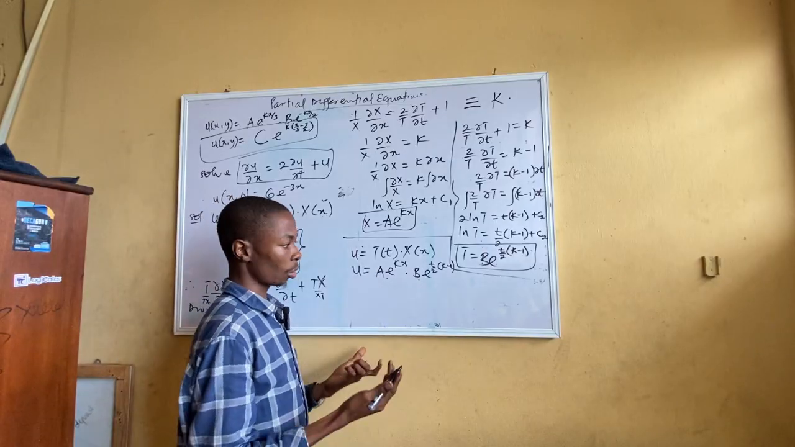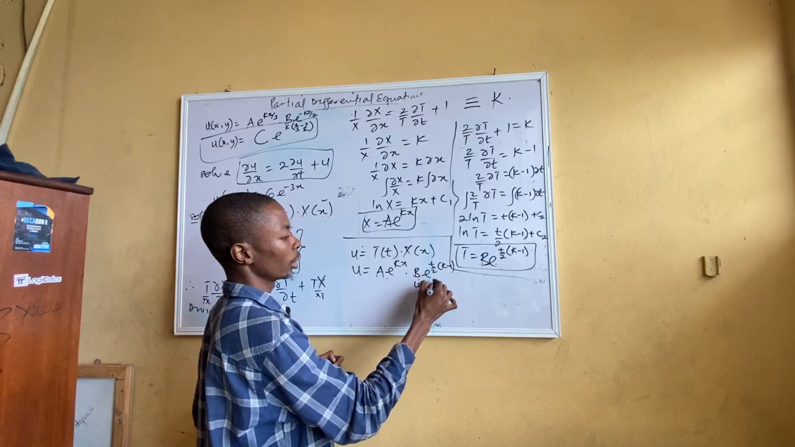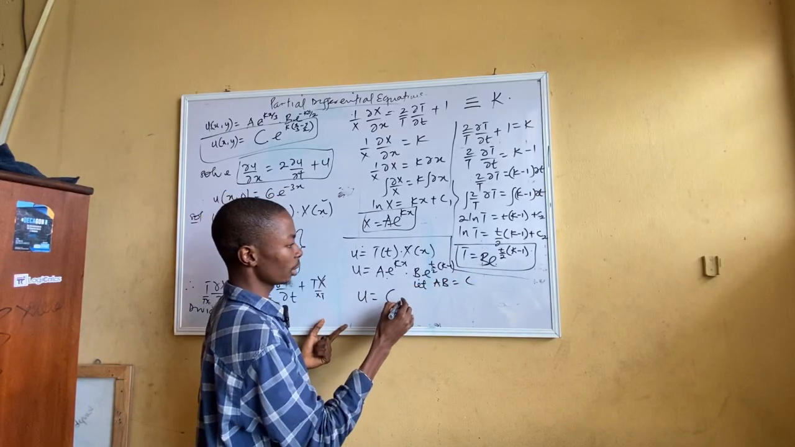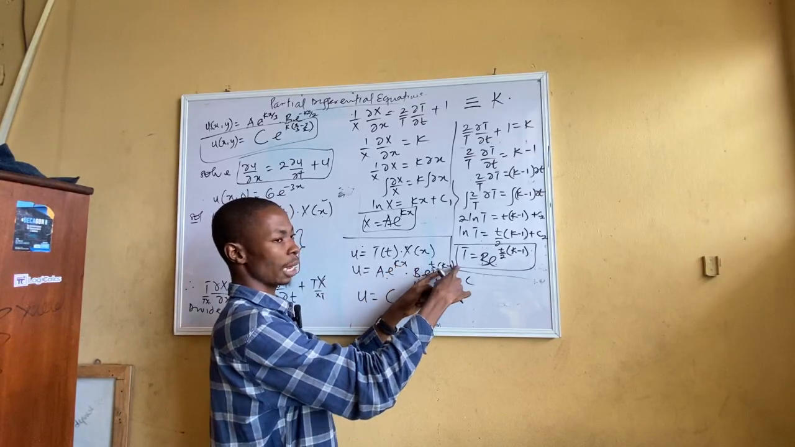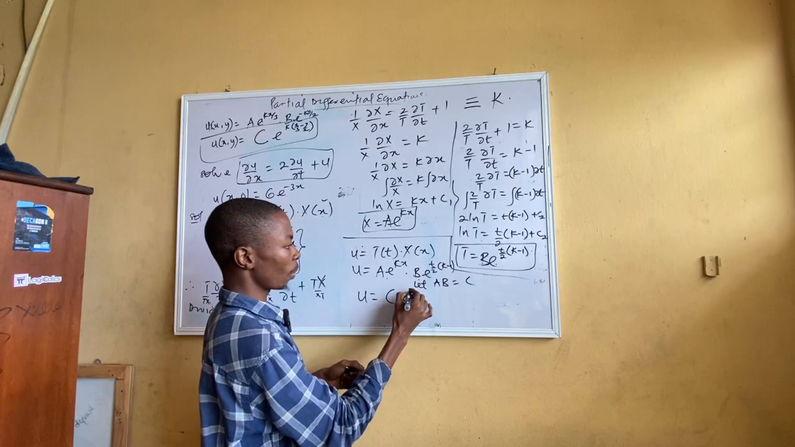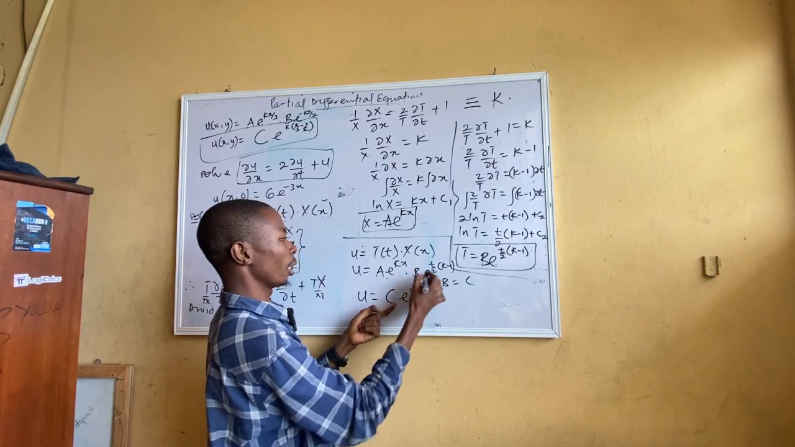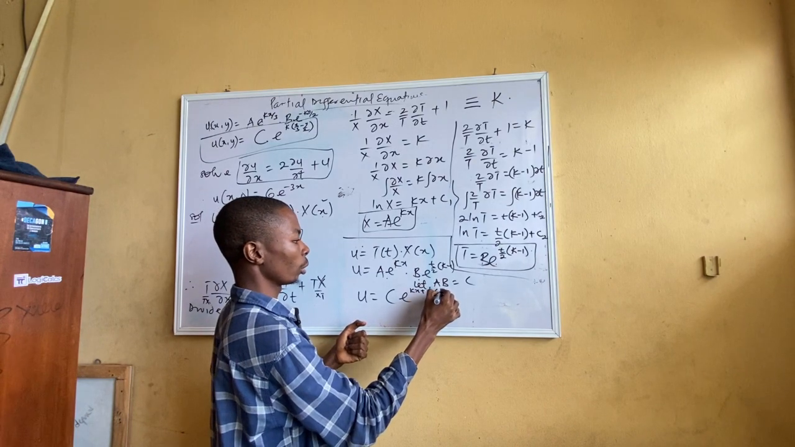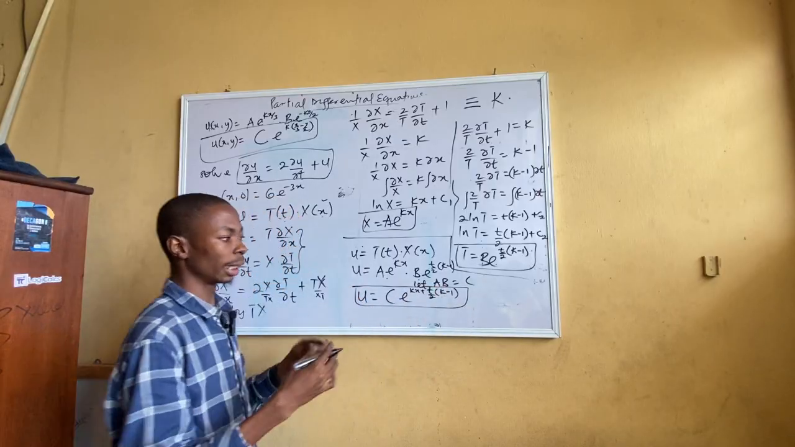A times b is a constant. You can join them and say let your a be, let's call it c, doesn't matter. So u equals c e raised to power kx, this is e raised power something. You can say this is e raised power kx plus, you remember now, this is kx plus t over 2 into k minus 1, right? So this is our general solution.